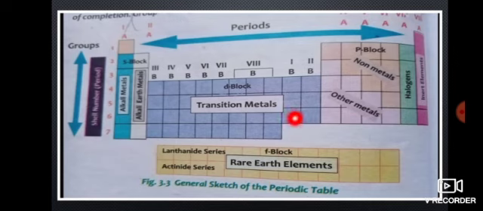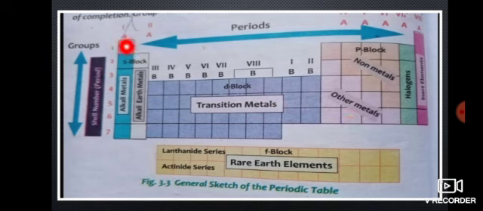Now look at this periodic table. This is the complete sketch of the periodic table, which is given in your book on page number 70, and this is also your homework. You will draw this sketch. Use colors, also light colors, for each part.